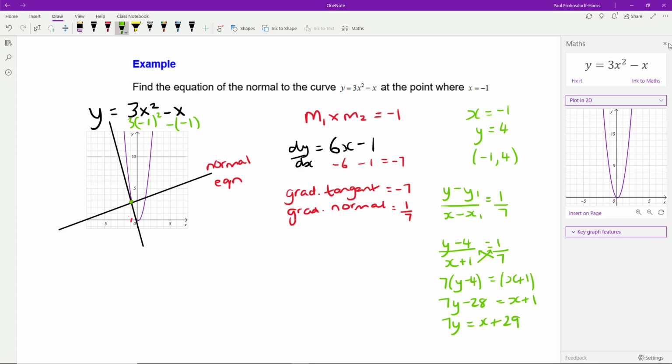And if you want to tidy it up, you can either rearrange and put them all on the left hand side, or you can even write y equals x over 7 plus 29 over 7. But I prefer to have it in this form. I think that is your finished equation. I'd be happy with that as my equation of my normal.